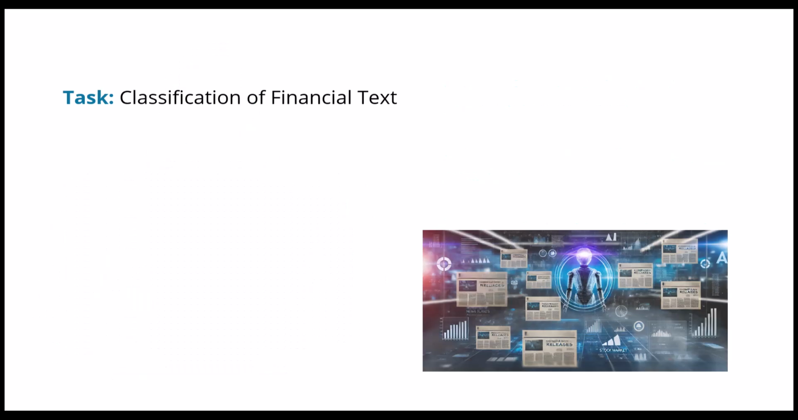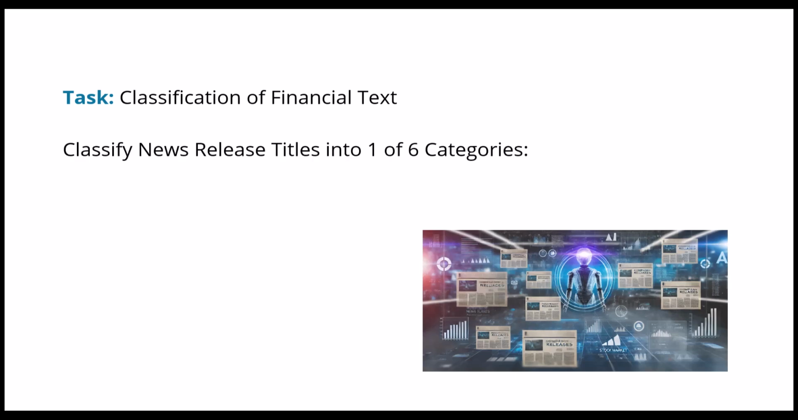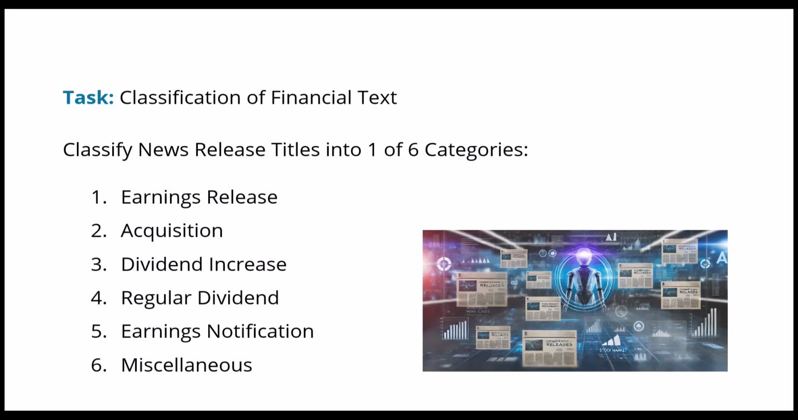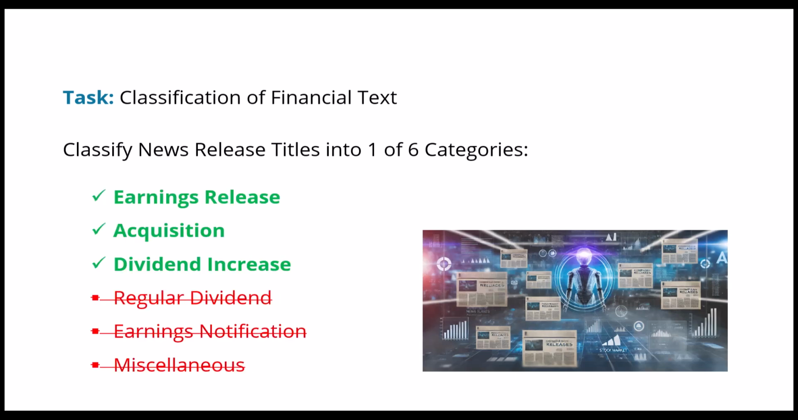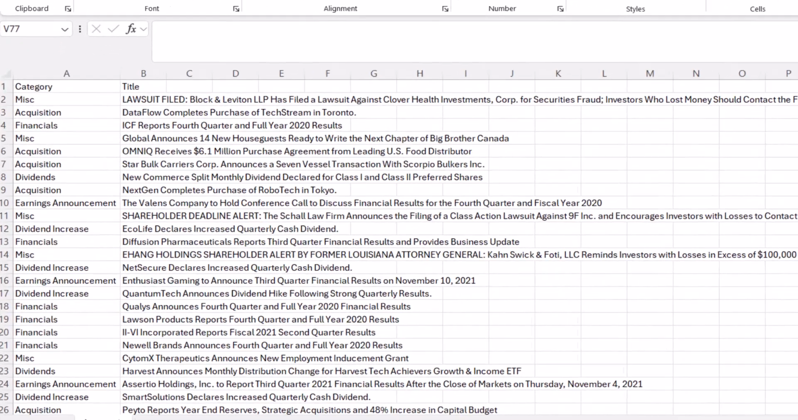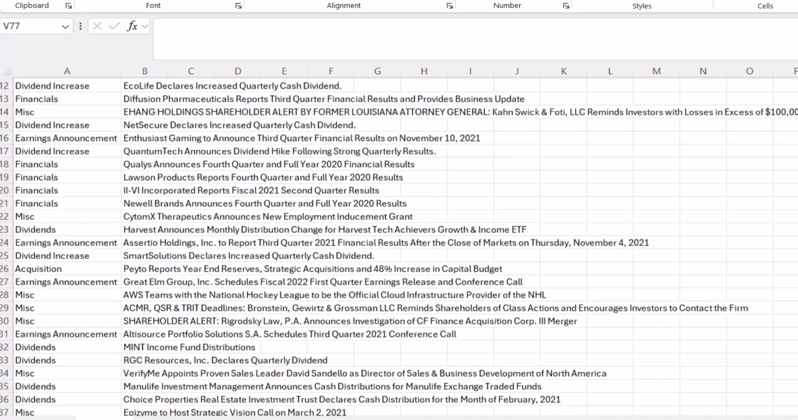My specific use case in this example will be classification of financial text. I have an app that filters and summarizes financial news. For this to work, I need to be able to classify the news releases into different categories. That way I can keep the articles that I want and get rid of the ones that I don't want. I'll be classifying news releases into one of six categories using the title.